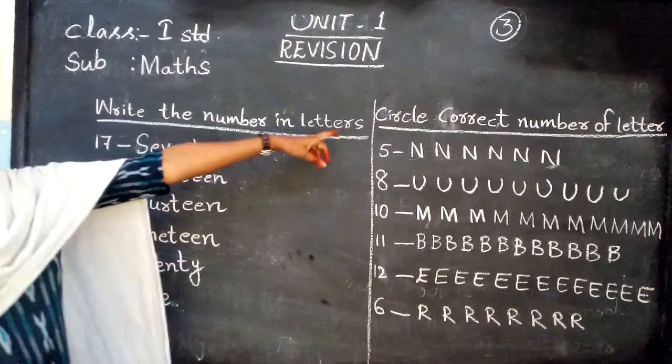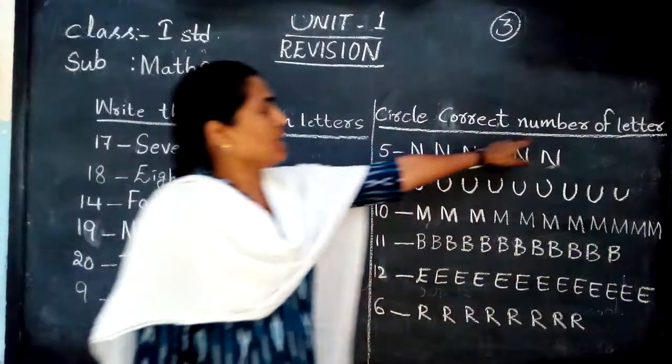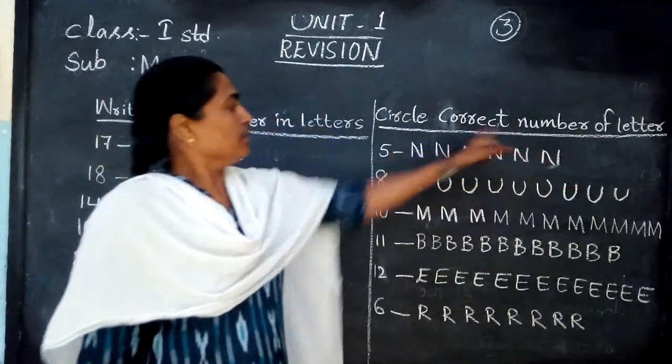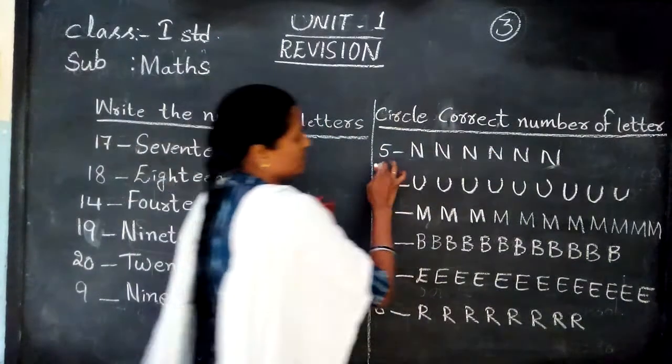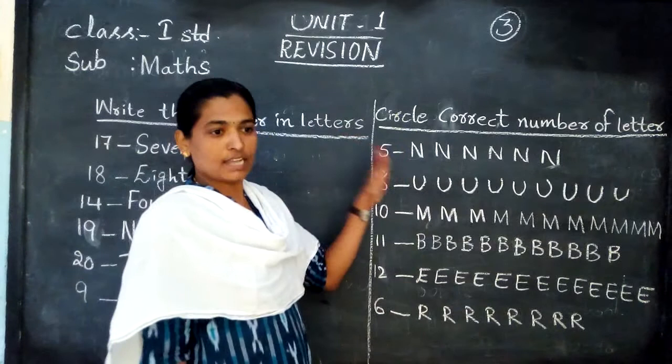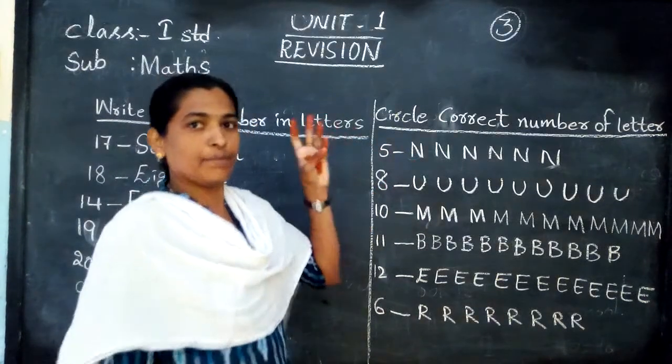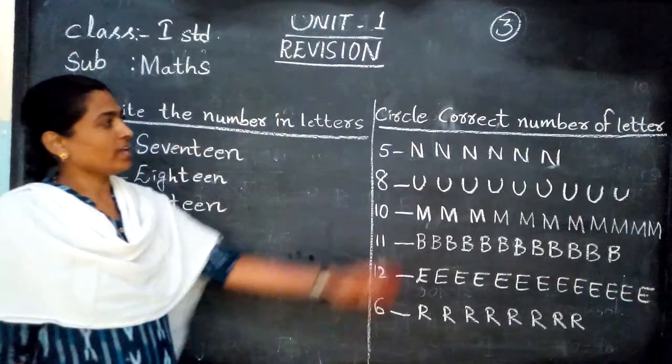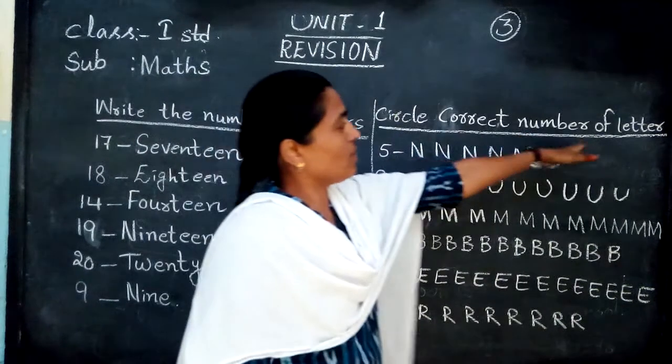Next, going to the topic: circle the correct number of letters. It means no need to write the spelling of 5. What is this letter? Only letters are there, that is alphabets, A, B. Okay, circle the correct number of the letter.